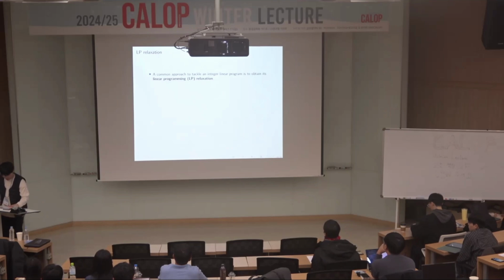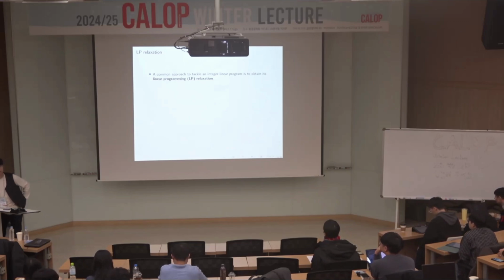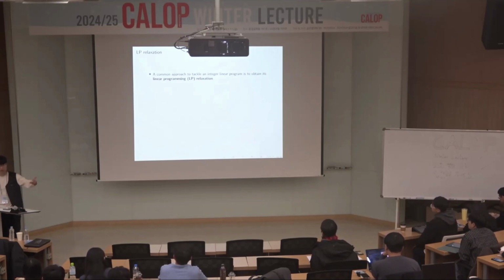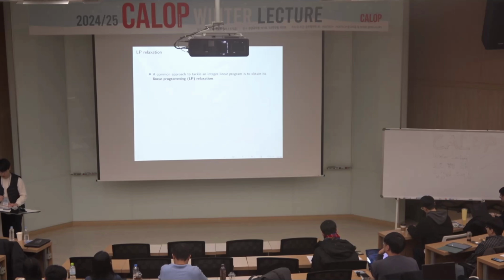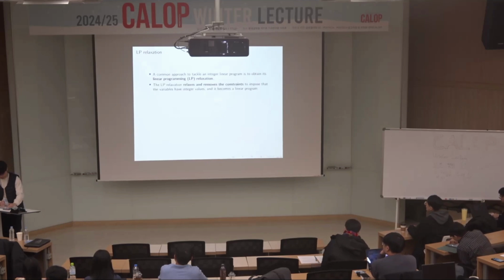Okay, so let's move on. So we have this integer linear program formulation for bipartite matching. And we know that linear programming is easy, but integer programming is hard. So the common way to tackle an integer program is to remove the integer constraints first. Okay, and you end up with a linear program, and take that into account first. And when you remove these integer constraints, the corresponding problem is called the linear programming relaxation.